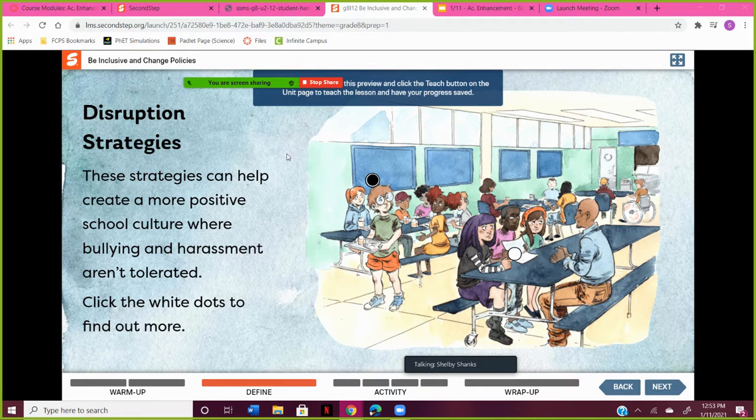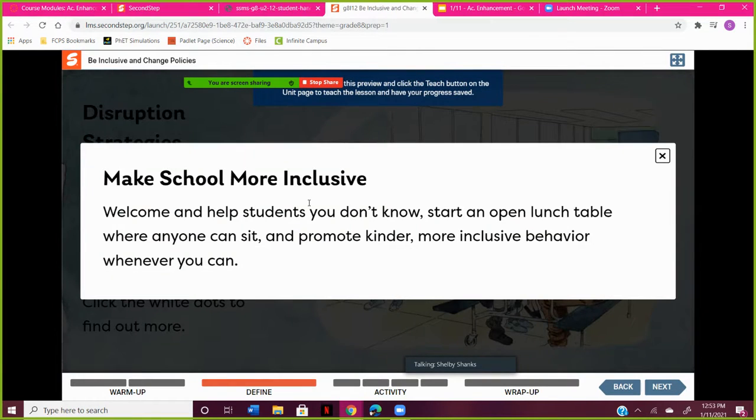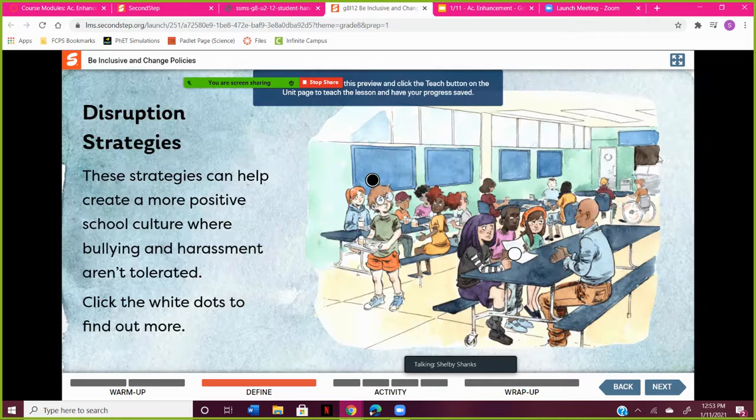All right, so just some disruption strategies. These strategies can help create a more positive school culture where bullying and harassment aren't tolerated. It wants us to click the white dots to find out some more. So there are 2 white dots here. I'm going to click on this one first. So a disruption strategy is to make school more inclusive. It wants you to welcome and help students you don't know. Start an open lunch table where anyone can sit. We can't really do that right now. But it wants you to promote a kinder and more inclusive behavior whenever you can. Okay, so a lot of this is about being kind, being more inclusive, including people.